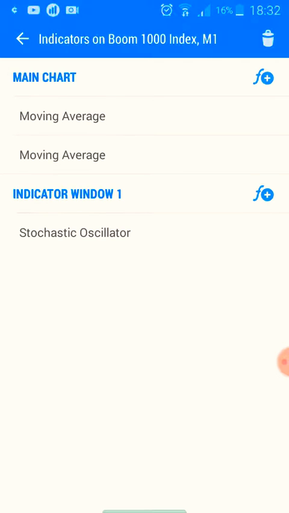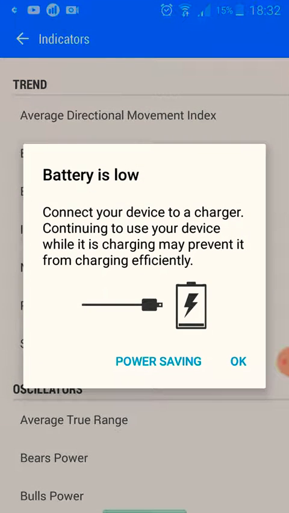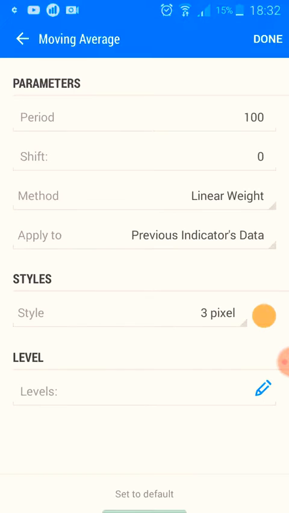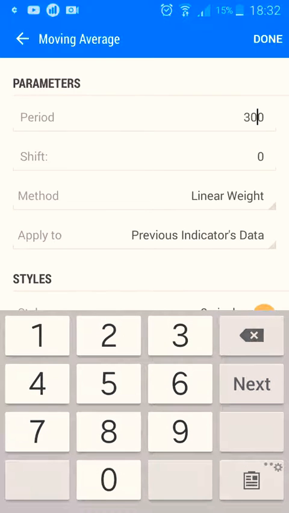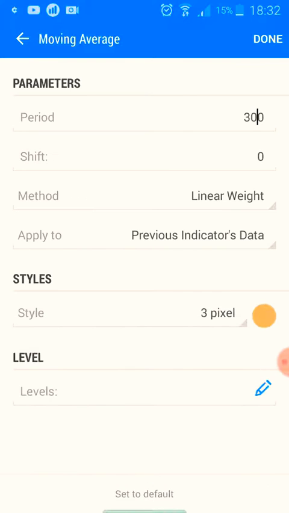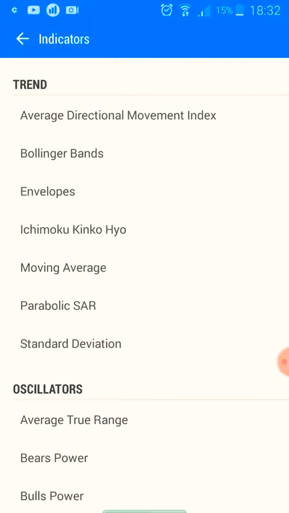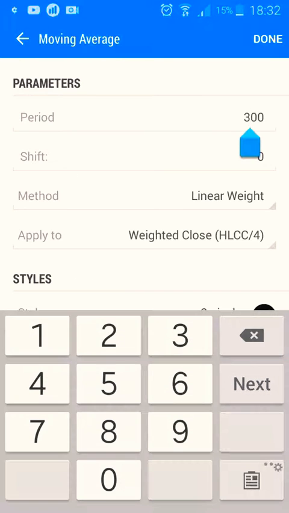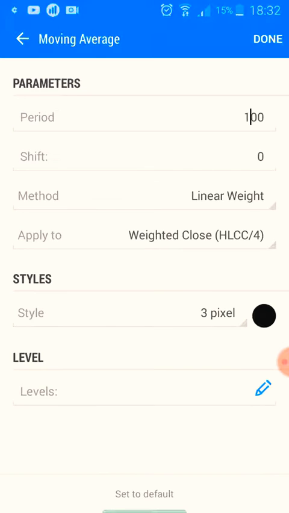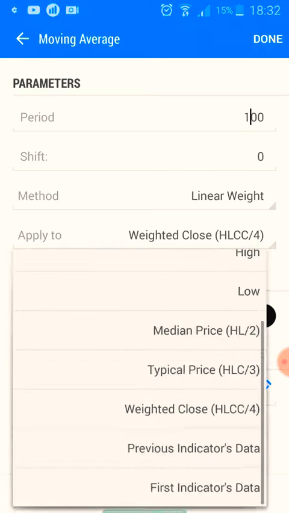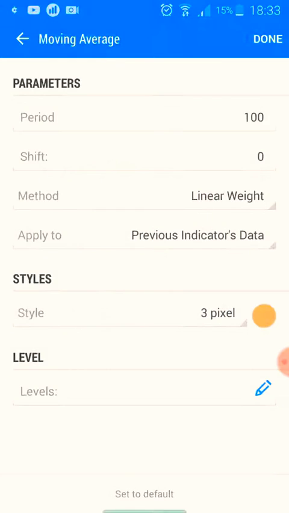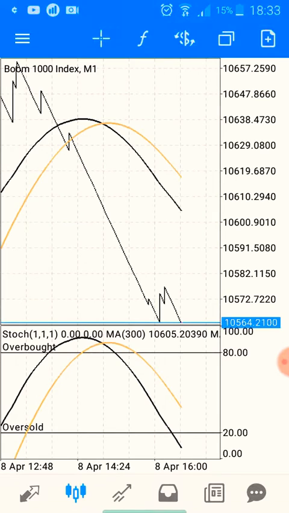Go back, indicator window, click moving average, same moving average settings that we used. So it will be period 300, shift 0, method linear weight, apply to weighted close, pixel I will put 3, and I'll put the color black. I go back, indicator window, click again, moving average, this time make it 100, shift 0, method linear weight, apply to previous indicator's data, I make it gold, done. That's it. That's what we want.